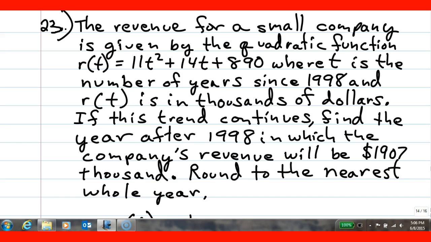If this trend continues, find the year after 1998 in which the company's revenue will be $1,907. Round to the nearest whole year.